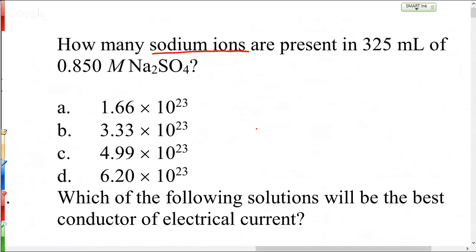No, you never need to go to grams here. So once you figure out moles of sodium sulfate, all right, then you need to get to moles of just the sodium ions. Then, right, and then you go to the Avogadro's approach.